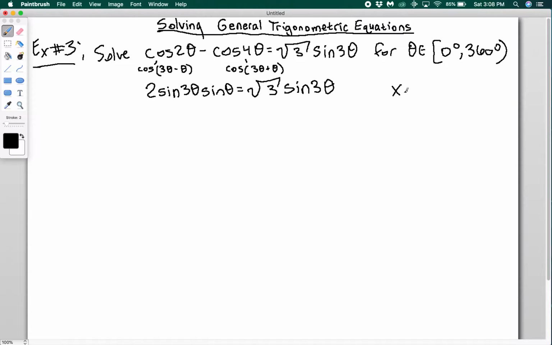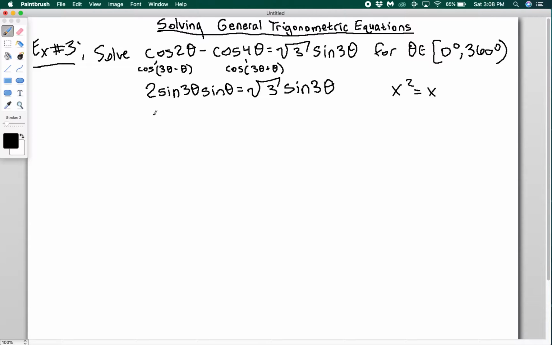If I had an equation like x squared equals x and asked you to solve this, you wouldn't divide both sides by x. You know that you're getting rid of a solution if you do that, right? Same thing here. If I divide both sides by sine 3 theta, I'm going to be eliminating one of the possible solutions, at least. So we're not going to divide by trig functions. Never, when you're solving general trigonometric equations, should you divide by a trigonometric function, okay?